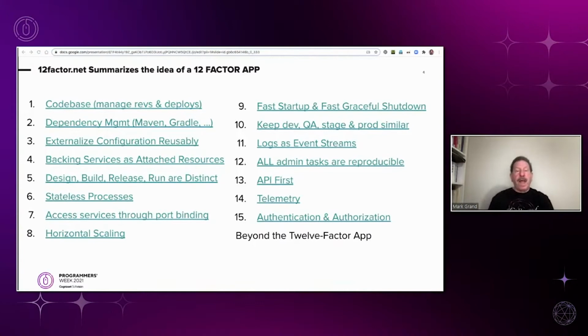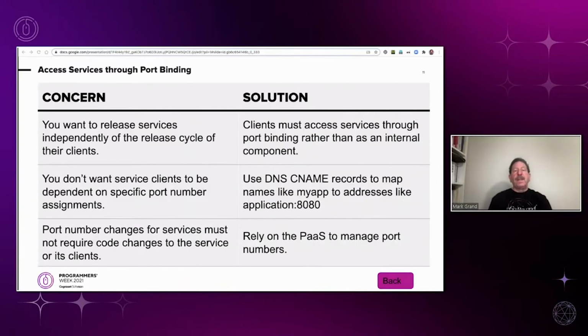So another principle here is access services through a port binding. The idea here is you want to release services independently of when their clients are released. So how are you going to manage that? You'd like everything to get released independently of everything else so that your release process can be simple, and you only need to test what it is that you're releasing and not a lot of other stuff that is going to be affected by it, because nothing will be affected by it.